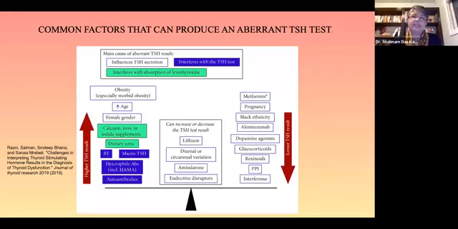Now, the fact is, there are many factors which can produce an aberrant TSH level. So this is a very good paper to read. Dr. Salman Razvi from the UK has done a lot of work on thyroid and the heart. So you can see that there are some factors which influence the TSH secretion, some interfere with the TSH test, and some interfere with the absorption of levothyroxine.